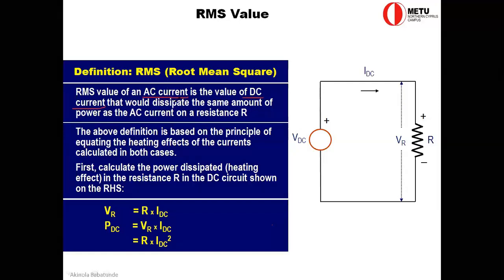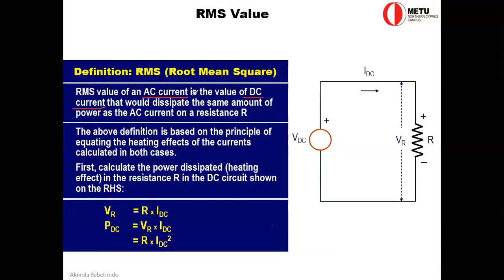We have AC dissipating power, so we are looking for a DC current that will give us the same amount of power that the AC current is dissipating on this particular resistor. Once we're able to find that DC current that gives us the same amount of power that an AC current dissipates on a resistance R, then we can call that our DC current.